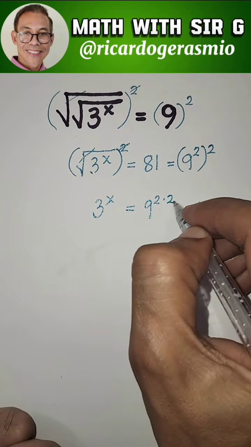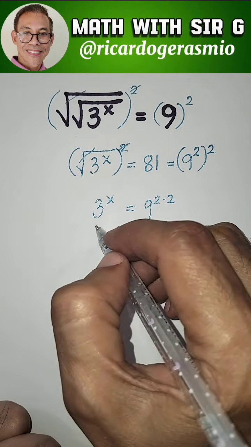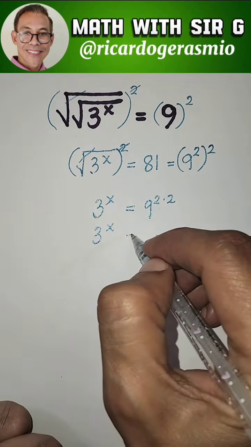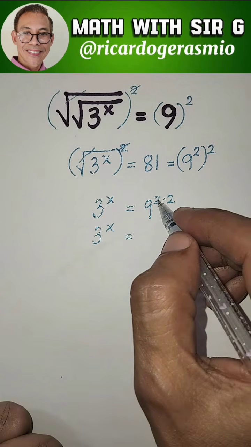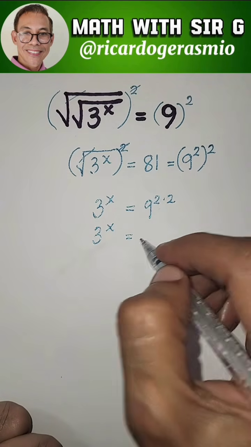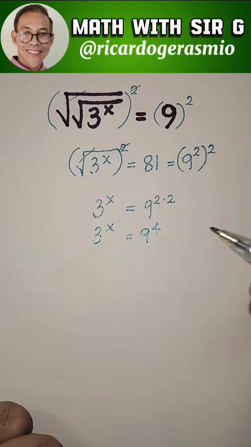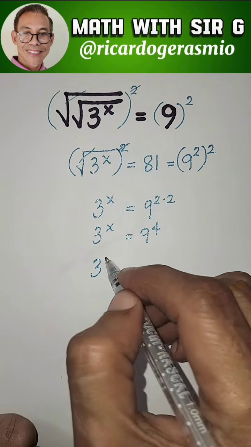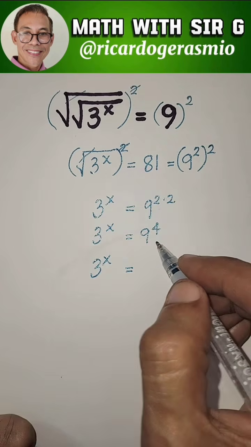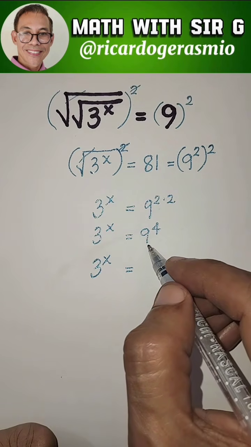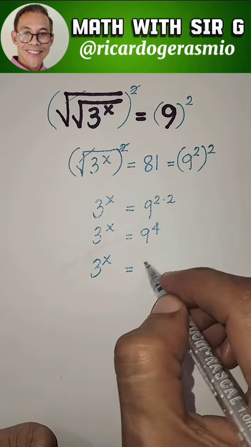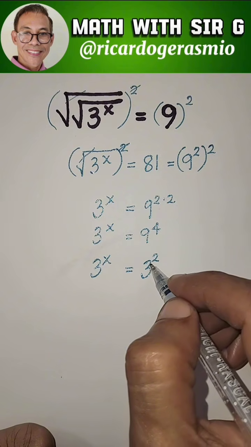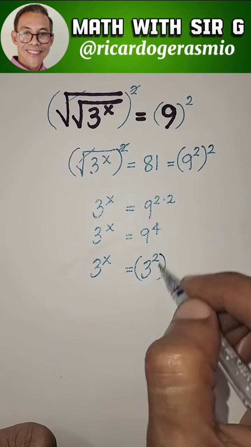times 2. Okay guys, so let's continue. So we'll have 3 raised to the power of x and then 9 raised to the power of 2 times the power of 2, and this is 9 raised to the power of 4. So next guys, continue 3 raised to the power of x, and then let's rename 9 as a power of 3. So we'll have 3 raised to the power of 2 and then multiply to the power of 4.